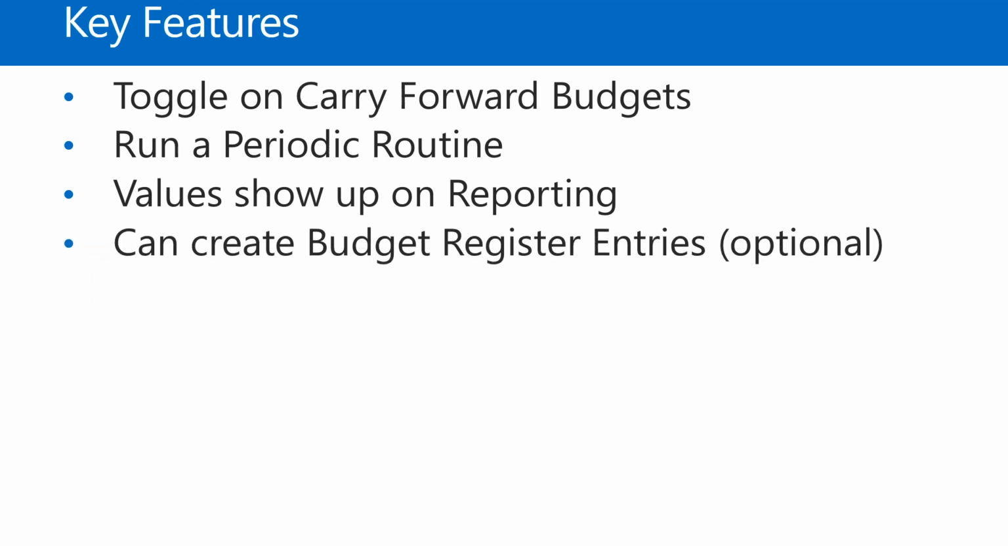And then finally, you can create budget register entries as well. When you're running that periodic routine, you have the option to create the budget register entries, which are applicable to the budgeting module, which is the equivalent of the GL budget. If you want those to be created, you can just toggle this or tell the system to do so when running the periodic routine, and it will create those budget register entries, and then you can go ahead and update the budget balances in the budgeting module to make those live.